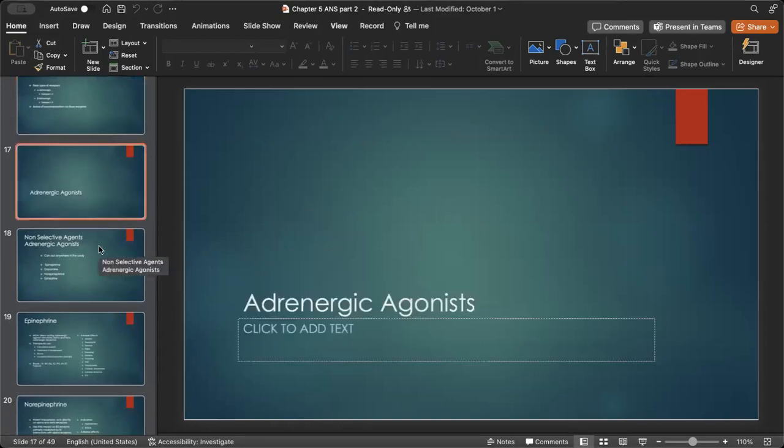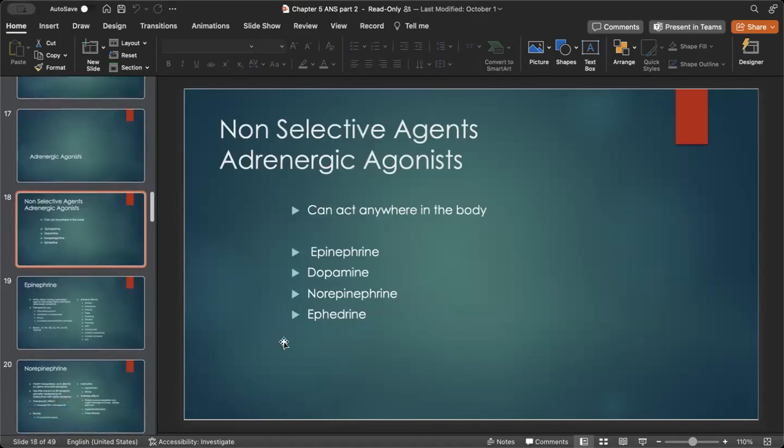So now we're going to talk about adrenergic agonists, which means that they mimic the adrenergic system, which means they mimic the sympathetic nervous system. So non-selective means that they work on pretty much most of the receptors. If it's selective to a receptor, that means it might work on alpha or it might work on beta, but these don't.